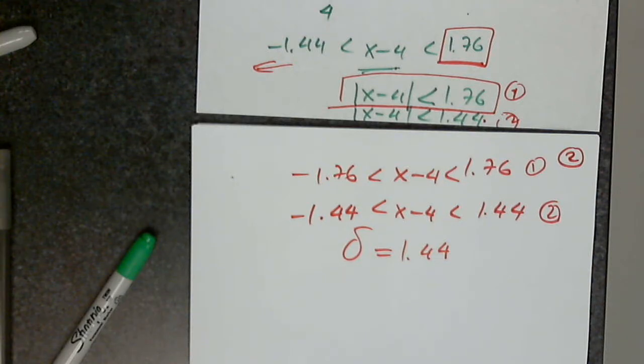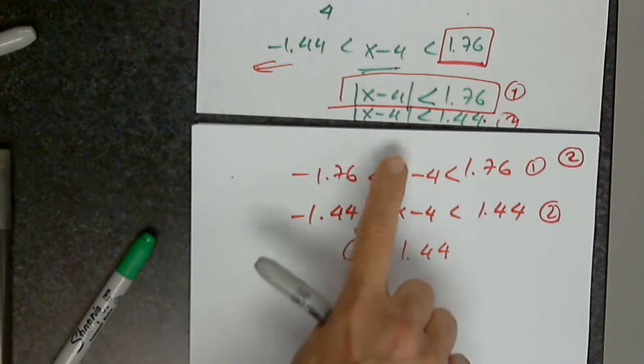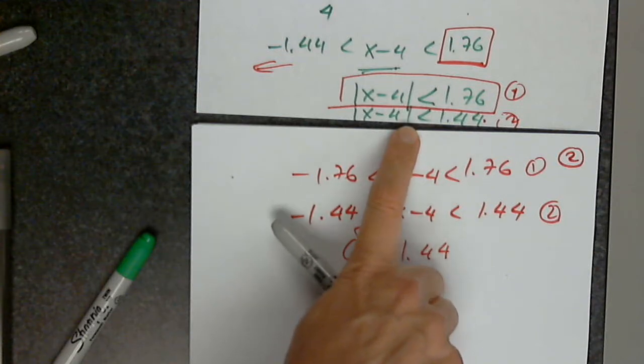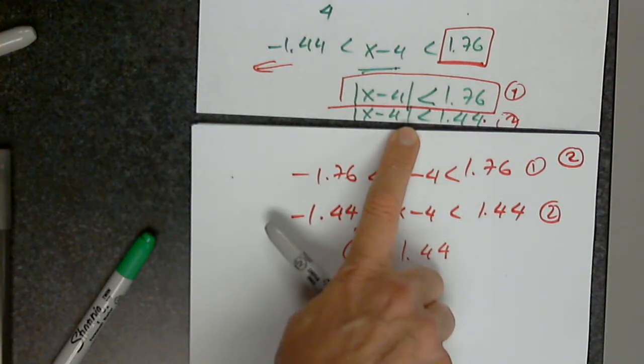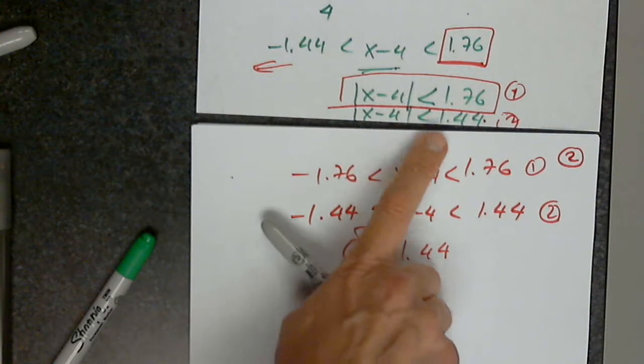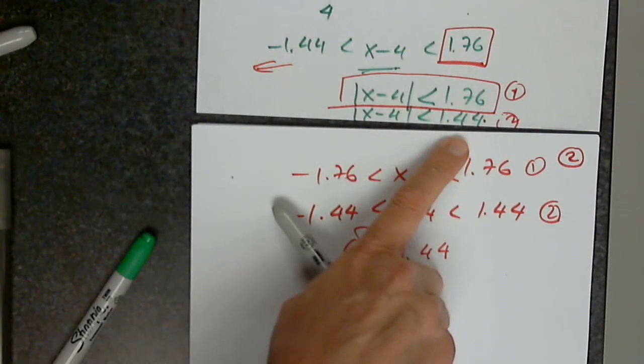Essentially you take this second inequality and you put the absolute value of x minus 4 less than 1.44.